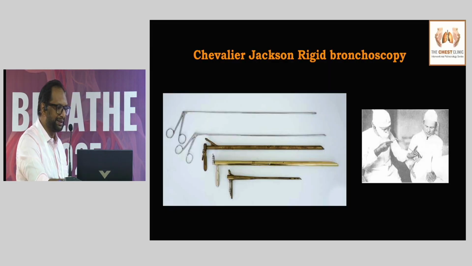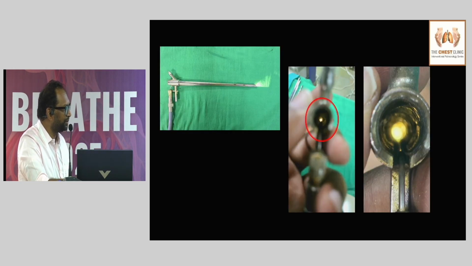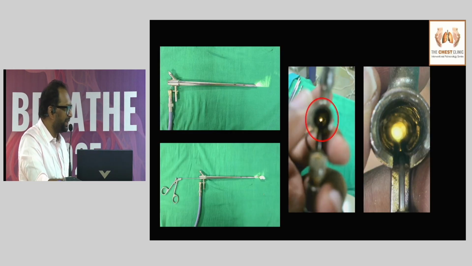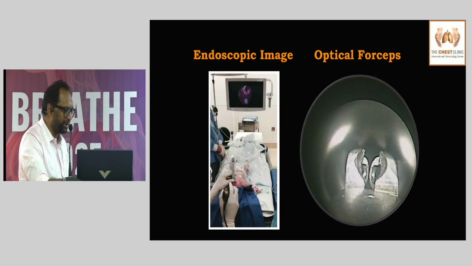So coming to the rigid system. These are Chevalier Jackson's rigid bronchoscopes, the older systems, where you have to see through the hole to see inside the airway. So there is no telescopic view, it is a naked eye examination. It is not so easy. Just imagine if you have to see through the small hole, imagine you have to pass a forceps through it to extract it. It's not so easy at all.